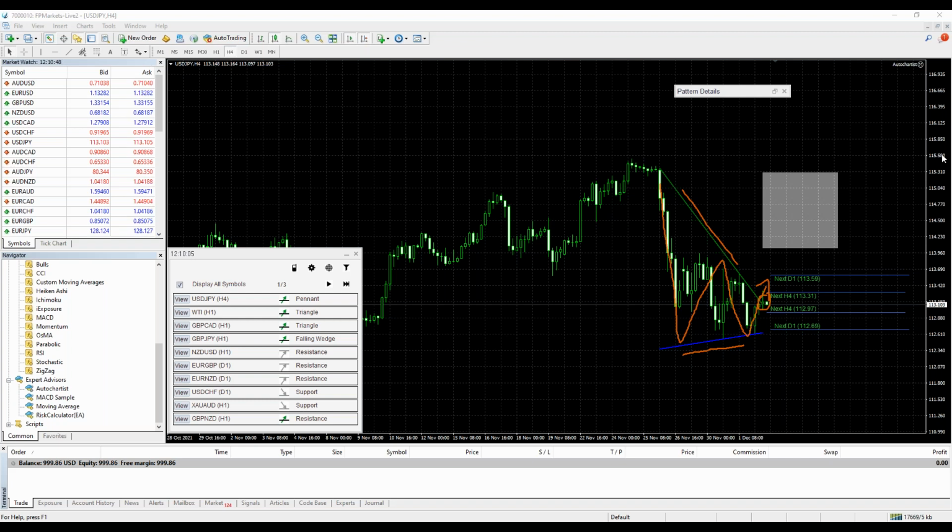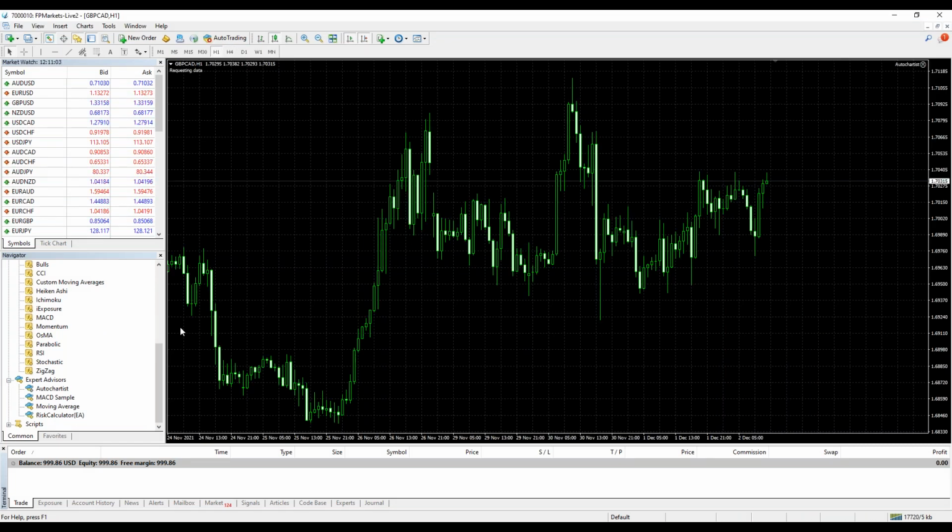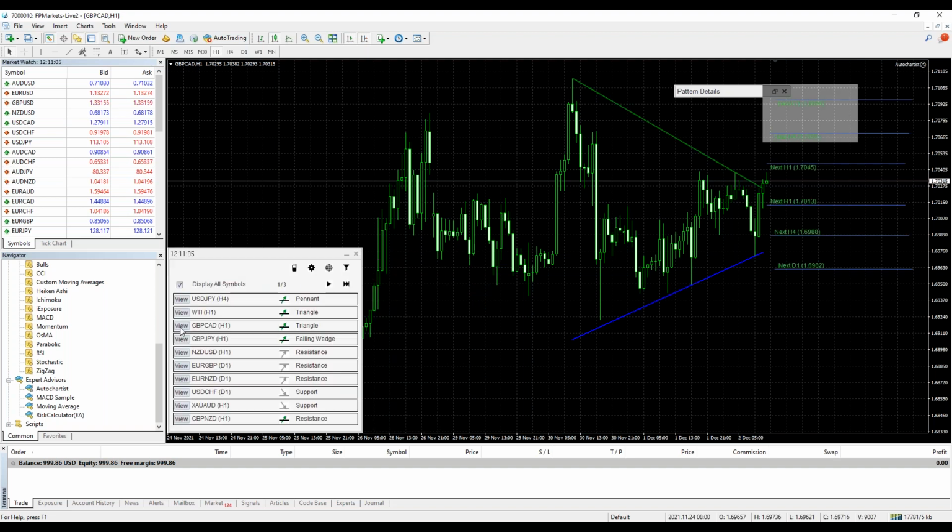Okay. Now, in general, the theory of chart patterns is quite clear. Let me try to get a bigger pattern, a longer term pattern here. I can show you another example. Here's a longer term pattern. Okay, a little bit clearer. So the theory of technical chart patterns is quite simple and really forms the groundwork of everything that Autochartist does.